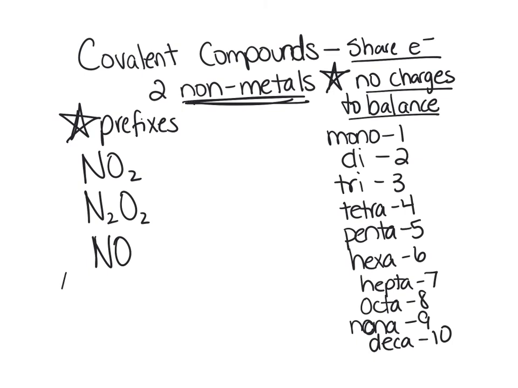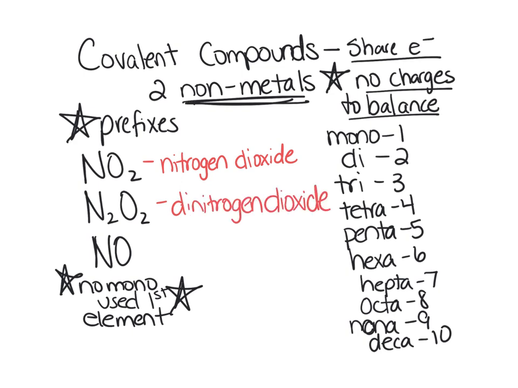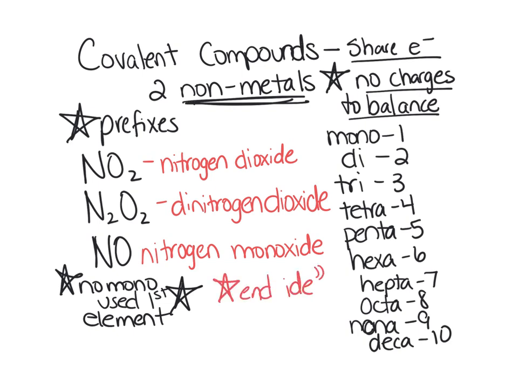The only other rule we have is that the prefix mono is not to be used on the first element. So when I name these compounds, they will be named nitrogen dioxide, dinitrogen dioxide, nitrogen monoxide. Notice we do still change the ending of the second element to -ide.